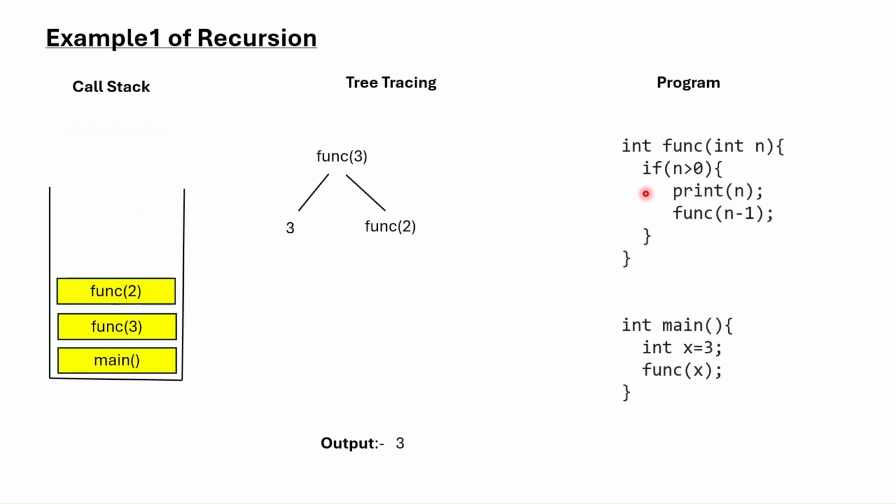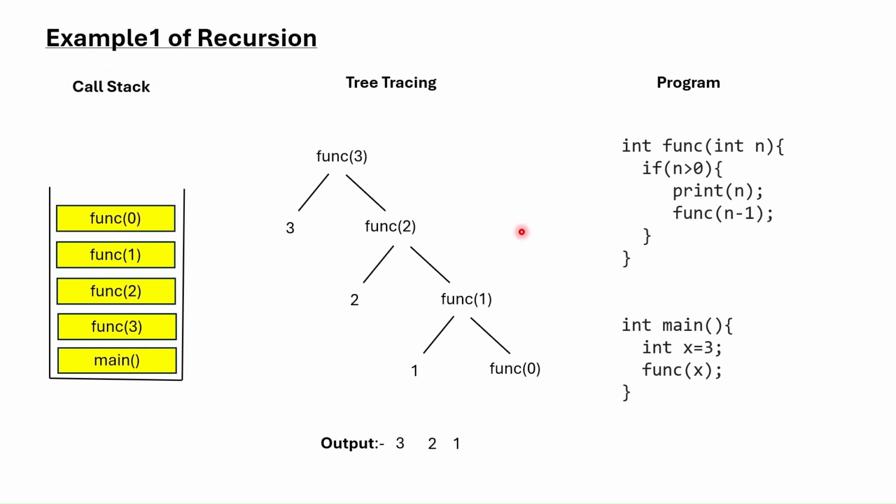Since 2 is greater than 0, it will print 2, and then it will call this function with 2 minus 1, that is func1. This is called and it is pushed onto the stack. Since 1 is greater than 0, it will print 1. And then it will call 1 minus 1, that is 0. So func0 is called, it is pushed. Now see, this condition becomes false since 0 greater than 0 is false.